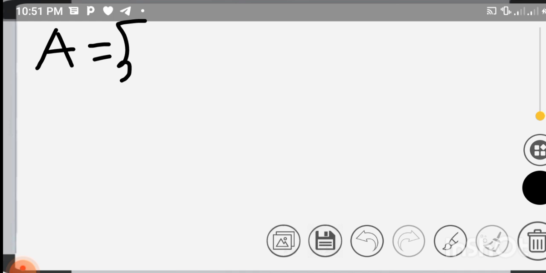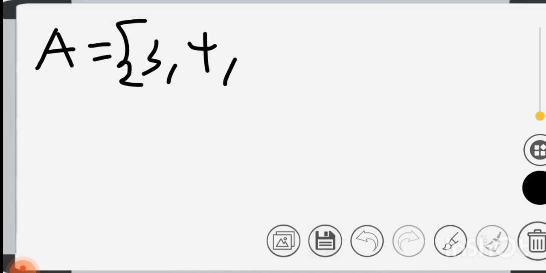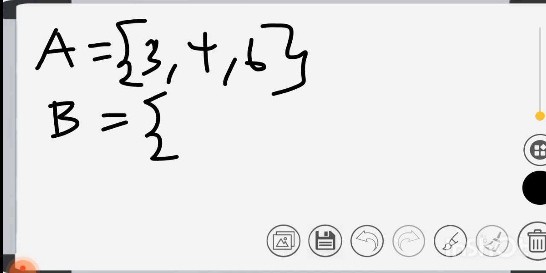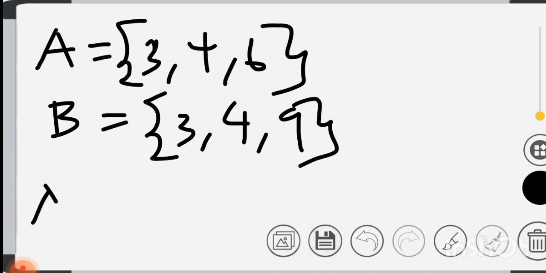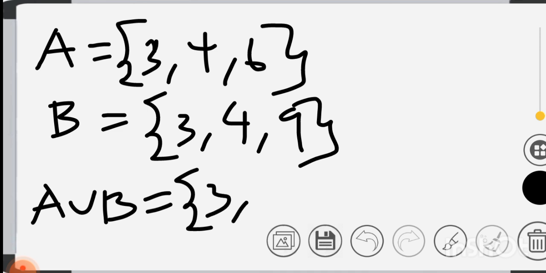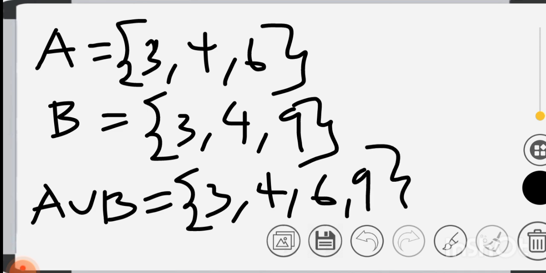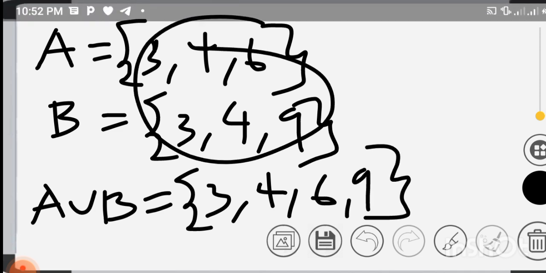And remember, we have union set, intersection set from the other video. For example, if I say I have A is equals to, let's say 3, 4, 6, and B is equals to, let's say 3, 4, 9. If I ask what is A union B, it means 3, 4, 6, 9. It means join everything here, just combine everything here, but don't repeat any one 2 times.